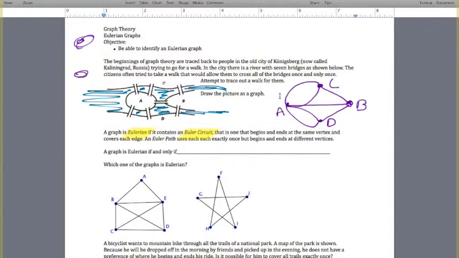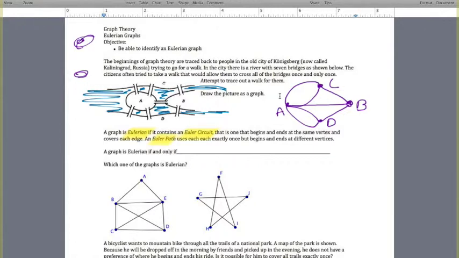An Euler path uses each edge once, but begins and ends at different spots. So what I was asking you to do is try to find an Euler path. I said it doesn't matter where you start, it doesn't matter where you end, but try to just cover each bridge. Try to travel each edge once and only once. Okay, so that's a path. If I told you you need to start and end at home, then we're talking about a circuit, which is an even harder question. So if we don't have a path, there's no way we're going to have a circuit.